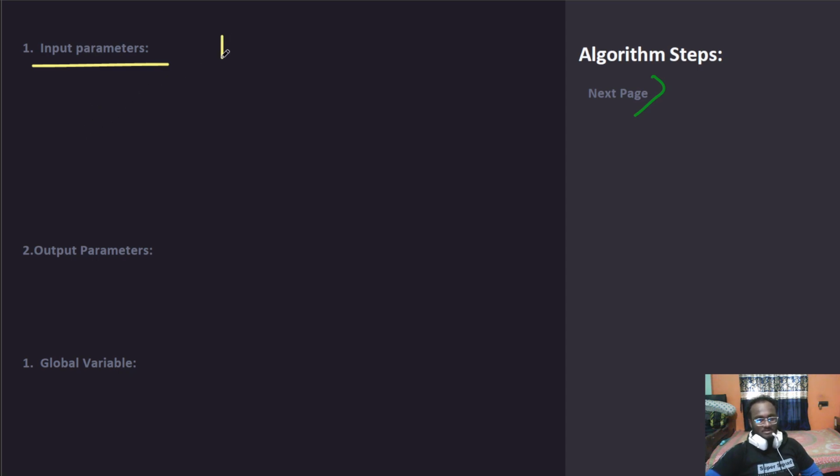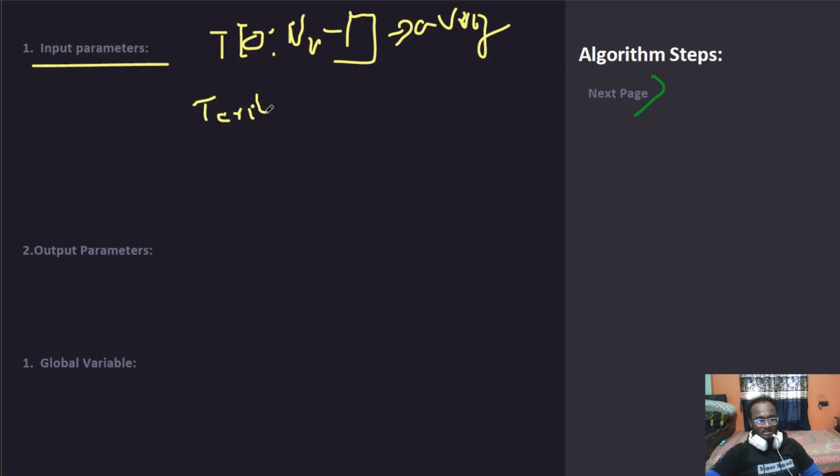The first input parameter is T[0 to NR minus 1]. This is the temperature of memory ranks, basically an array representing the temperature of each memory rank, where NR is the total number of ranks. After that we are using T_crit, the critical temperature, the threshold at which the DTM should be invoked to cool down the system.